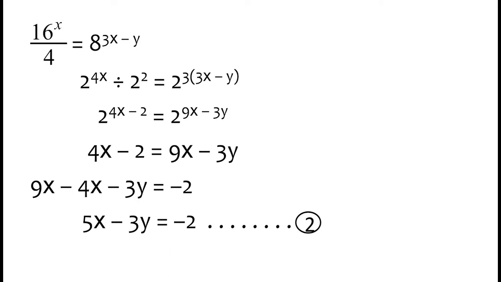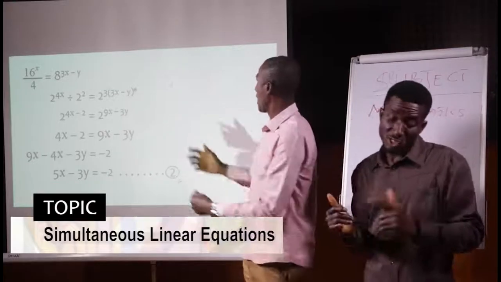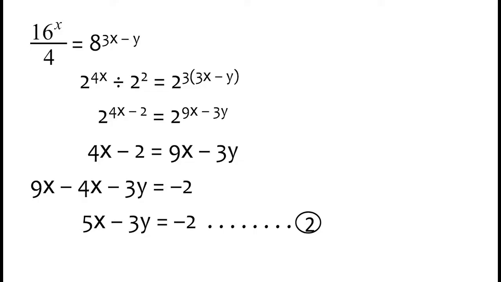So the right becomes 2 to the power of 9x minus 3y. Now, on the left, the base is 2, and on the right, the base is also 2. So you can see 2 and 2 is gone. You are now left with 4x minus 2 equals to 9x minus 3y.